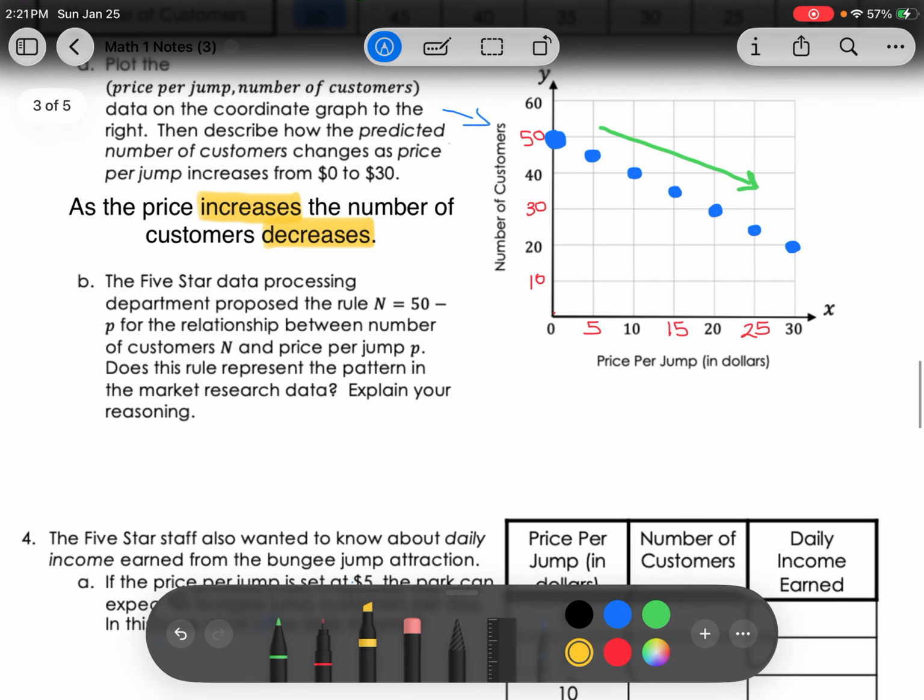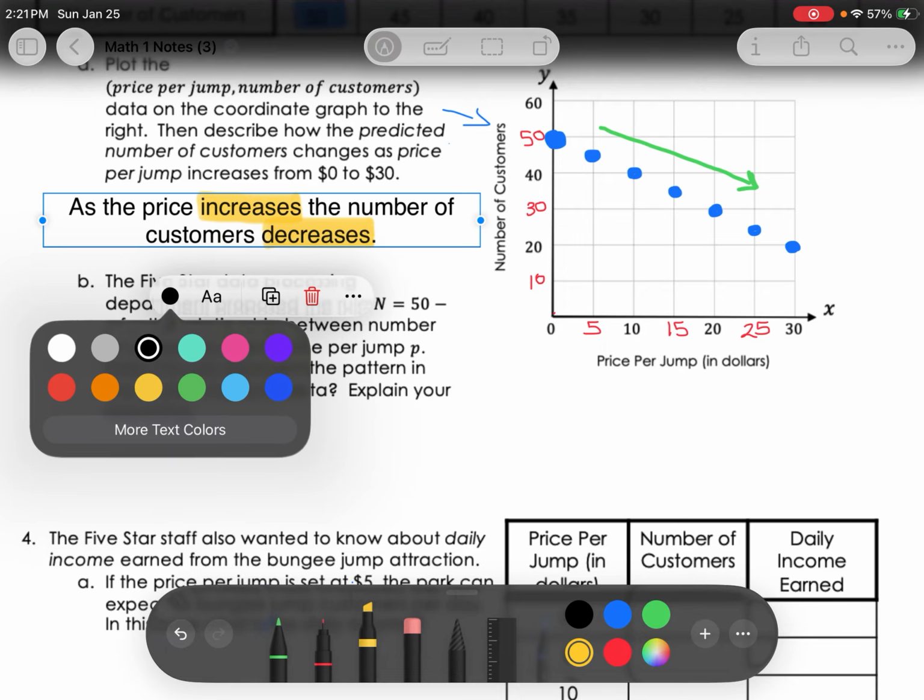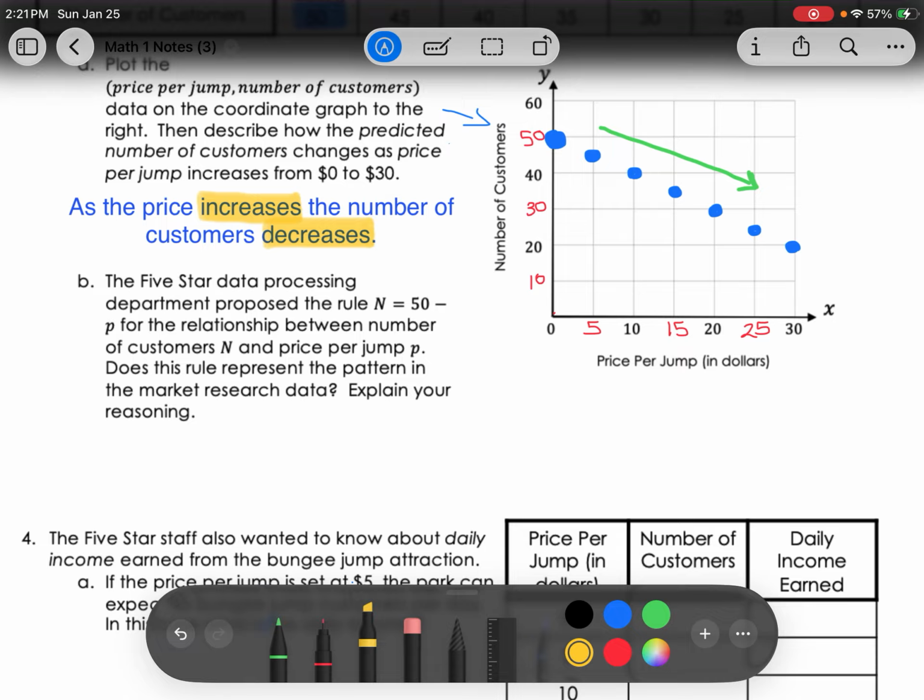So if we go to the next part, I'm going to color code it because it's cuter. You can see we are still talking about our data of price per jumps. If we use this equation right here to represent the relationship between the customers N and the number of jumps P, okay? Very important. Does this rule represent the pattern in the data that we have from the table?